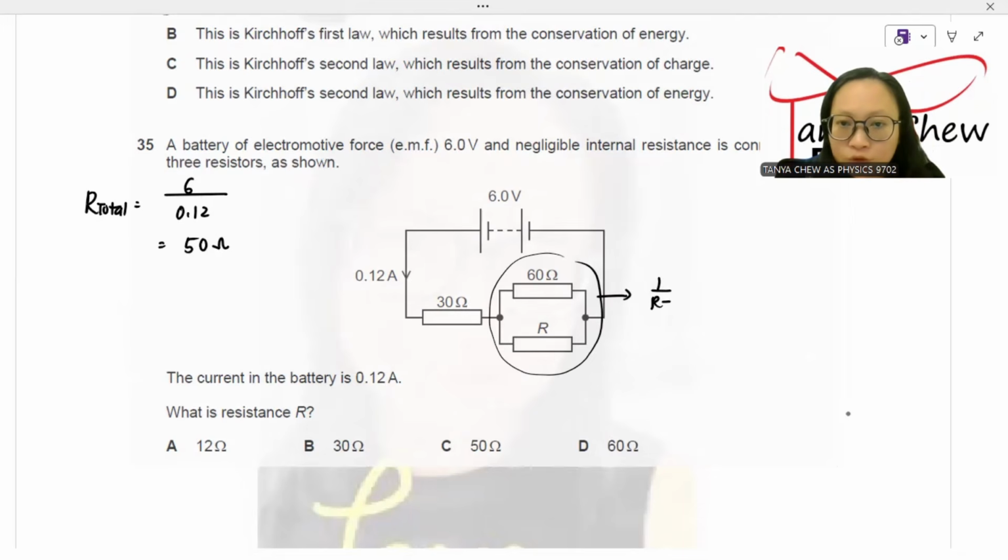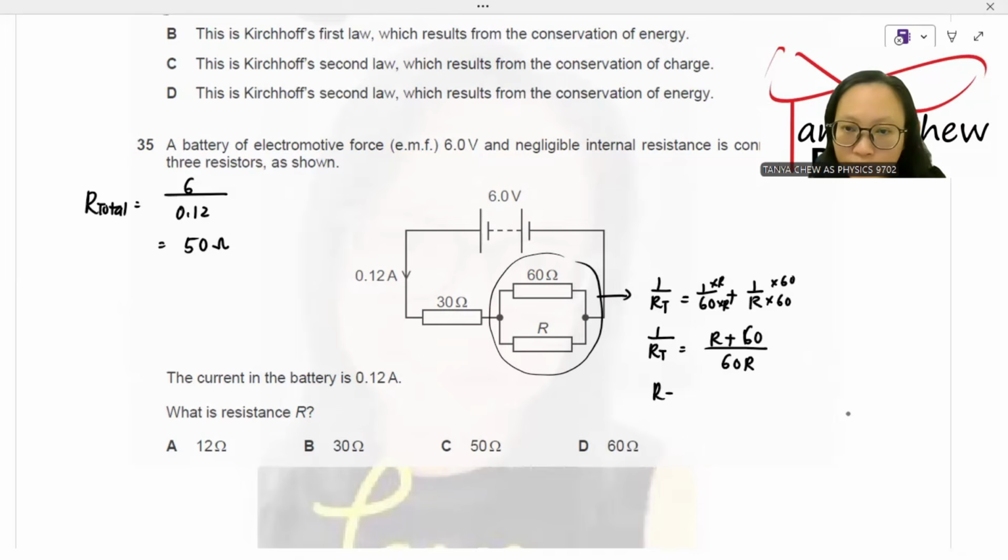1 over R total is equal to 1 over 60 plus 1 over R. And then 1 over R total is equal to R plus 60 divided by 60R, because this one times 60, this one times R. So R total would be 60R divided by R plus 60.